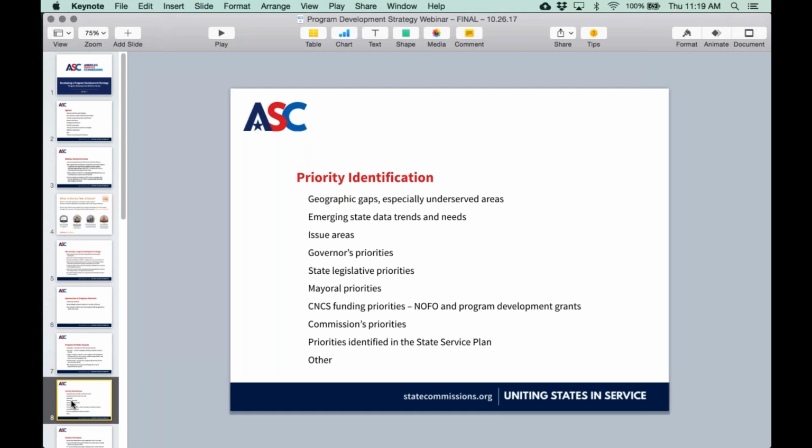And then I know many of you have Reading Corps models now in your state as well. So again, that was something where there was alignment between the commission and a state legislator, and that allowed that program to grow. Mayoral priorities too, for some of you, working with mayors may make a lot of sense as well, and having them better understand how service can be a strategy for them locally.